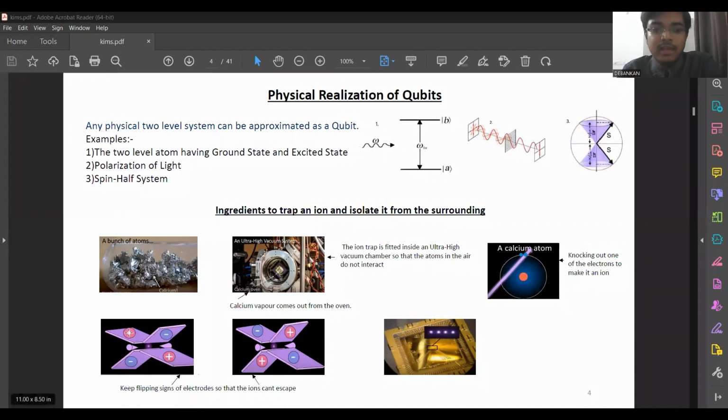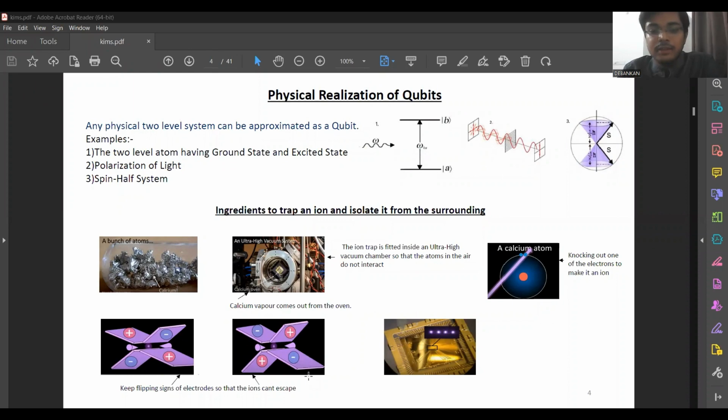Now we can apply an arrangement of electrodes. So here you see this thing is an electrode, and we keep on changing or flipping the signs of the charges of the electrode plates. In that way, as like charges repel each other and unlike charges attract, that will cause the ion to be trapped in a position in the center. So here in the center, you can see the calcium ion is trapped. This is the original picture. Here the 4 dots are 4 trapped ions.